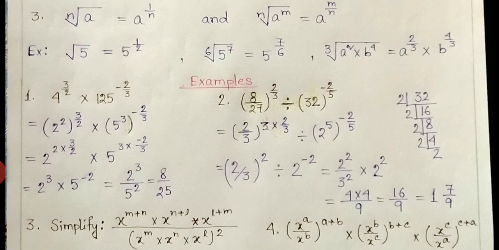Now the powers are multiplied and we get 2 square by 3 square into 2 square. That means 4 into 4 by 9. That is equal to 16 by 9. That means 1 and 7 by 9.